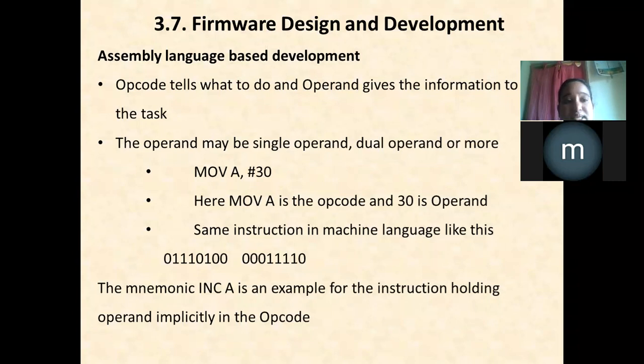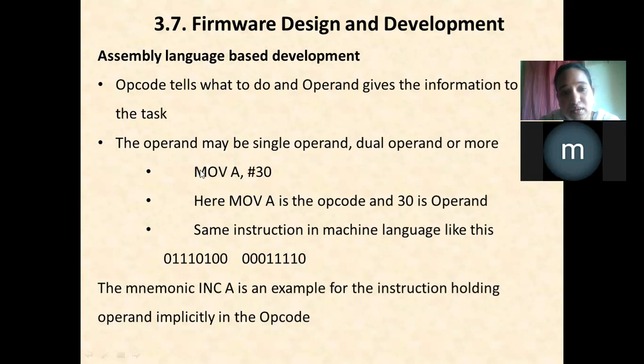Okay, so here we can see opcode tells what to do, and operand gives the information to do the task. To do that operation, it requires some information, some data, some variables. Yes or no? Those variables are given by the operands. Here we can see examples of opcodes and operands. The operand may be a single operand or dual operand or more. See, this is the example: MOV A, 30. What is the opcode here?